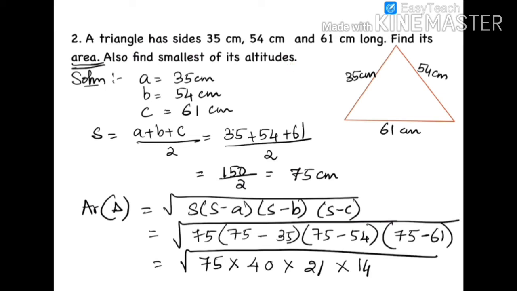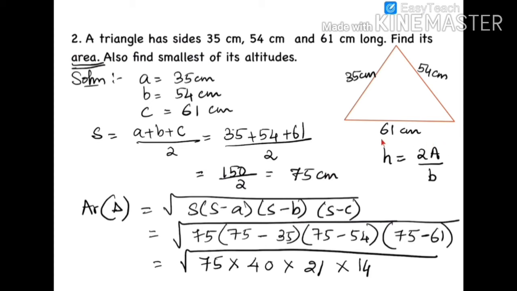There are 3 altitudes in a triangle because there are 3 vertices from which perpendiculars can be dropped to the opposite sides. But how do we know which altitude is the smallest? Using the formula that we just derived in the previous question, height of a triangle is equal to 2 times area divided by the base. We can find which altitude is the shortest.